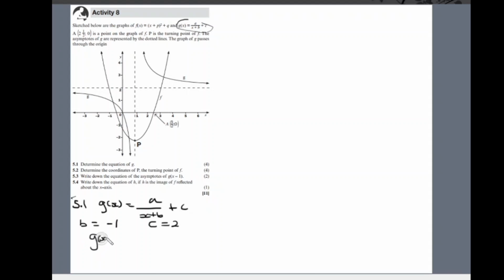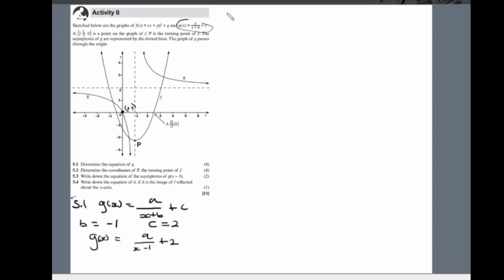So now our equation is g of x equals a over x minus 1, plus 2. Now we need to solve for a. In order to solve for a, they told us that the graph of g passes through the origin. So we have this point here that we can use to determine the value of a. The graph of g passes through the point (0, 0).